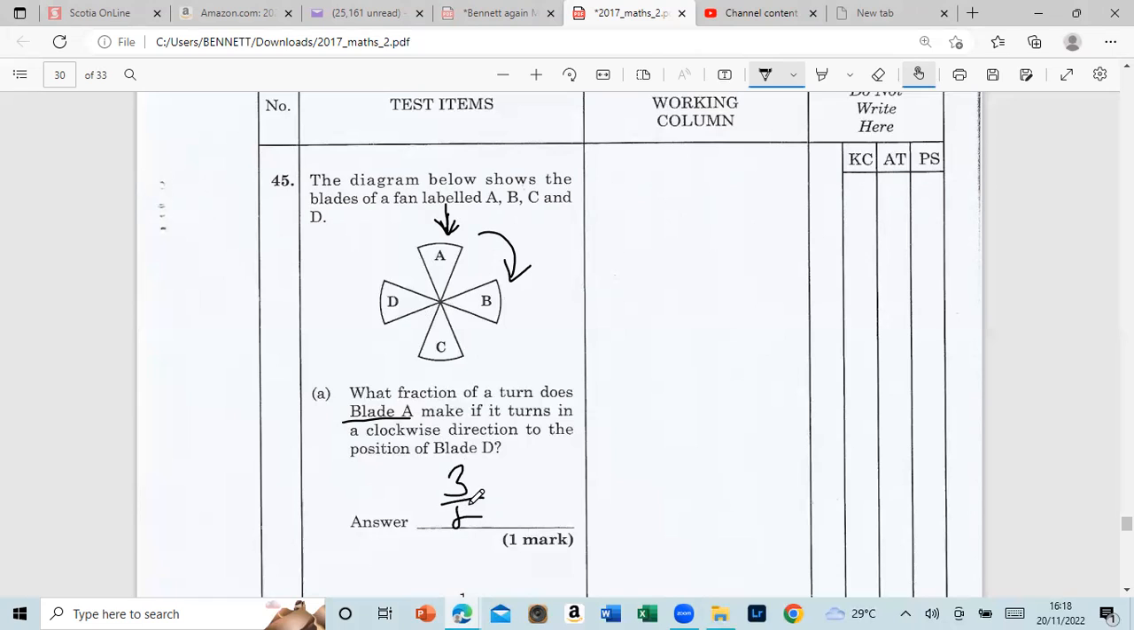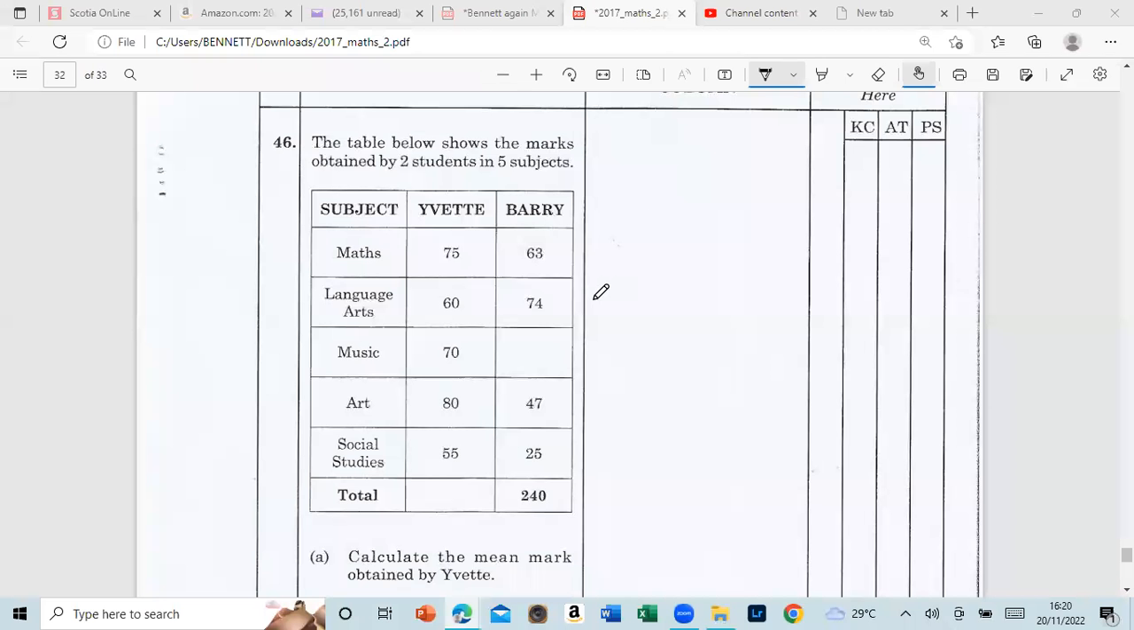Three-quarters of a turn, right? So we're going to D. So bam, bam, bam, bam. All right, guys, I literally left out some of it in the interest of time.